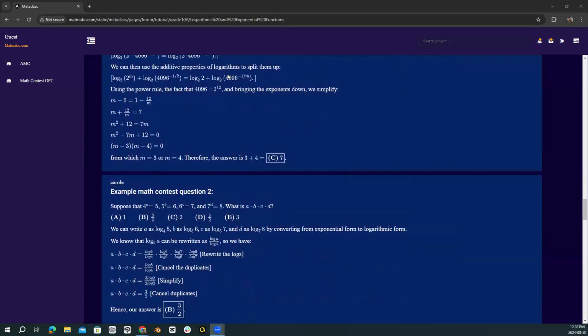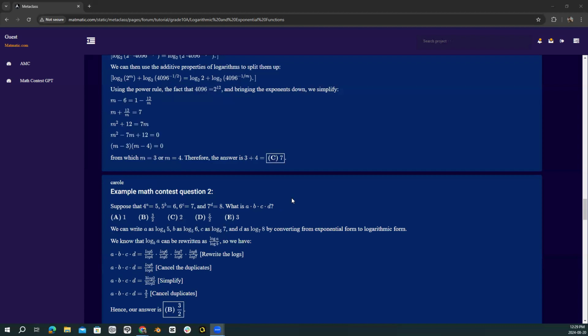So our solution here. Okay, so our question is, suppose 4 to the power of A equals 5, 5 to the power of B equals 6, 6 to the power of C equals 7, and 7 to the power of D equals 8. It's asking what all of these variable exponents multiplied together are.